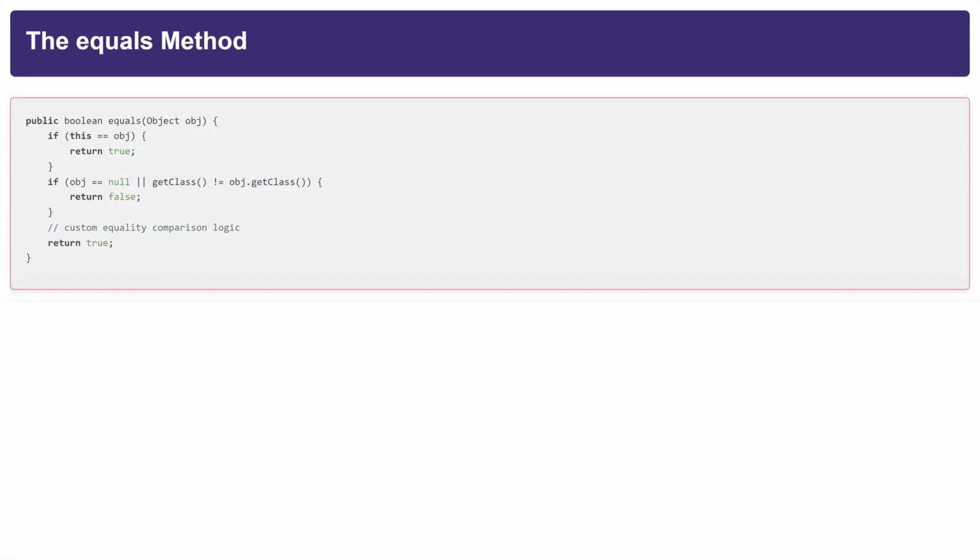Here is an example of overriding the equals method. In this example, we first check if the two objects are the same by comparing their memory addresses. If they are the same, we return true. Next, we check if the object is null or is of a different class. If either of these conditions is met, we return false. Finally, we implement our custom equality comparison logic and return the result.